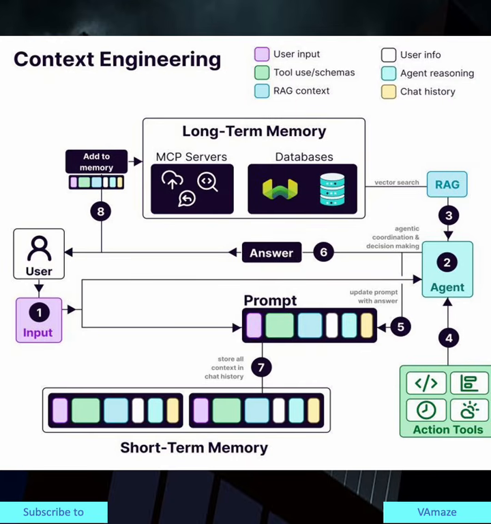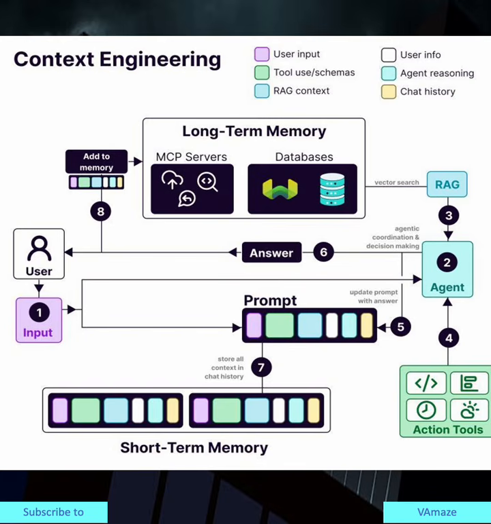The response generation, step 6. The answer emerges not from prompt wizardry, but from the agent's ability to reason across a rich, well-structured information context. The quality of responses is directly correlated with the quality of context engineering that preceded it.